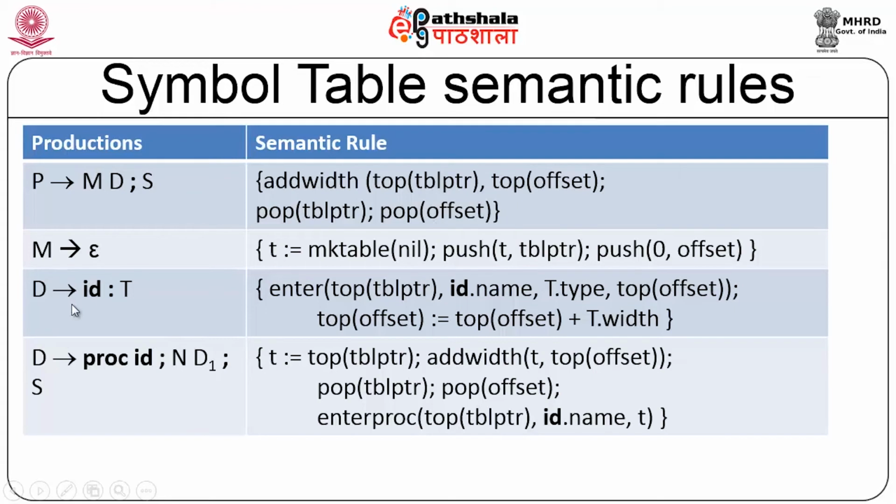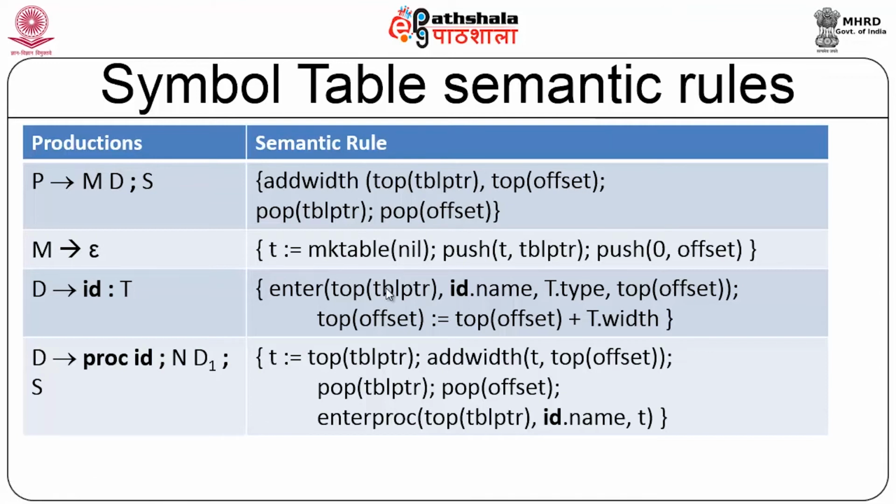The next rule is D produces ID colon T. Now, this is declaring a variable of type T. So, what will I do? I use the enter function to enter this variable name into the symbol table. How do I know which symbol table? That is done by the stack of table pointers. If I do a top, the top refers to the symbol table that should be currently used. So, top of table pointer will get you the address of the topmost symbol table.